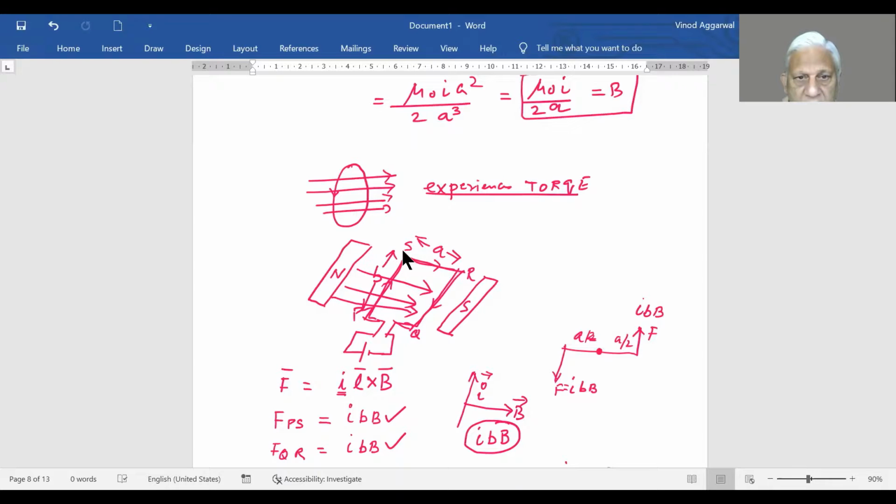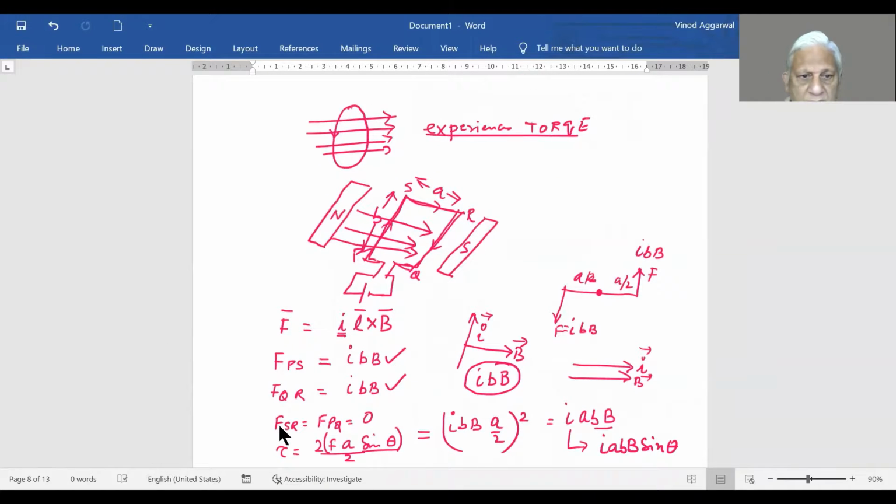Now what happens on SR? In case of SR, our direction of current is this way and our B is also this way. So the cross product will be 0. So the contribution of SR as well as PQ are 0.